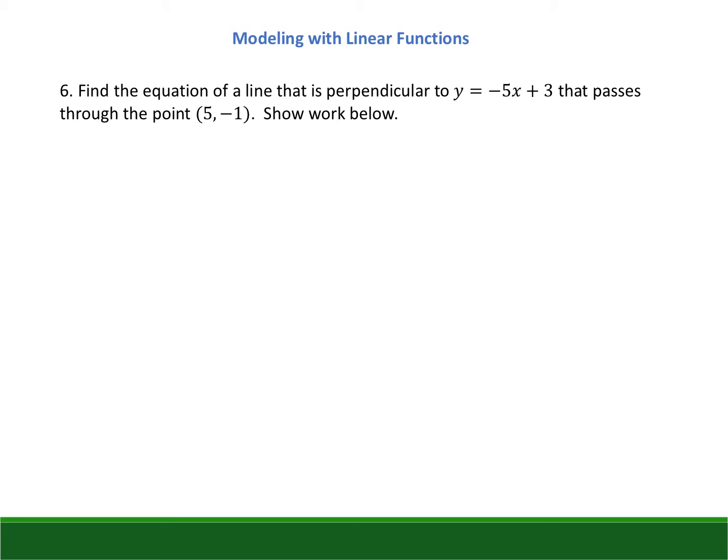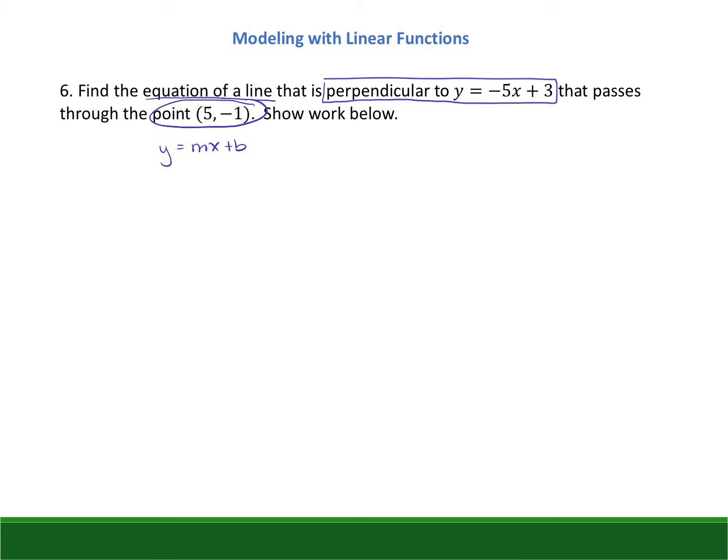In this problem, we're going to write the equation of a line. So again, anytime you see equation of a line, you're going to think of the general formula, y is equal to some mx plus b. But here, this line is very specific. We want that line to be perpendicular to the line y is equal to negative 5x plus 3. And we also want the equation of that line to pass through this point 5 comma negative 1.